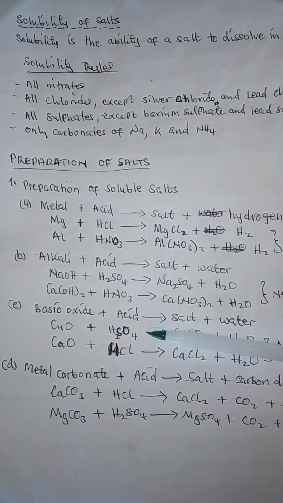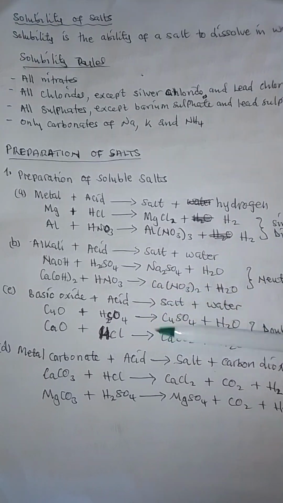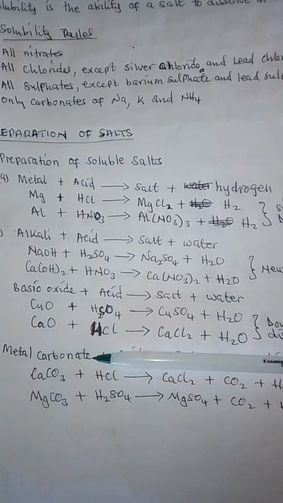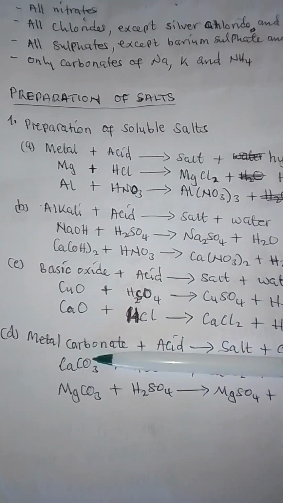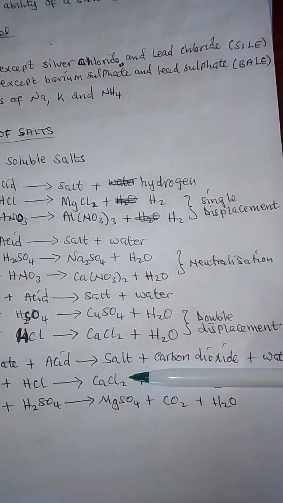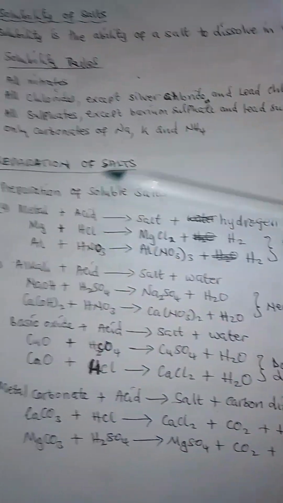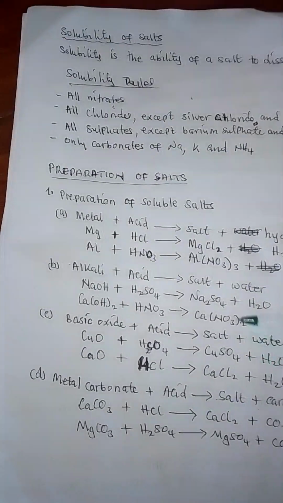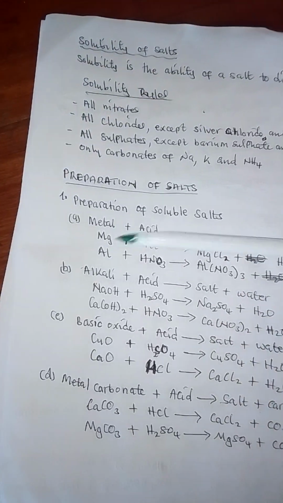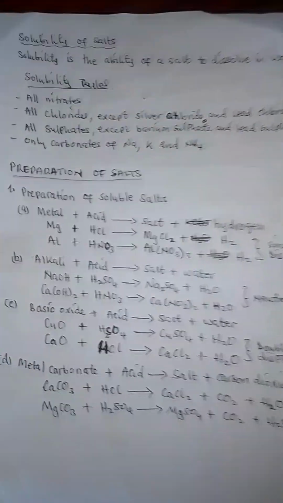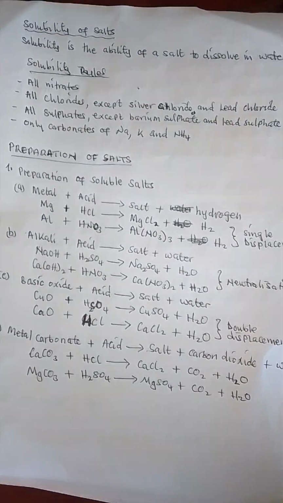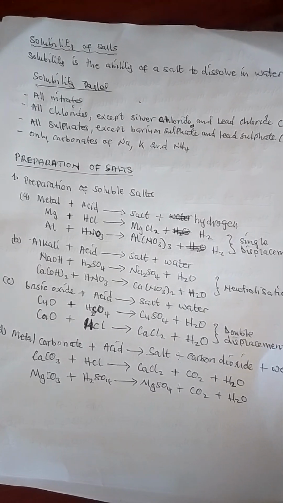Okay? You copy, and as you are answering your assignments, use the same notes. Then here we have metal carbonate plus acid will give us salt plus carbon dioxide plus what? Water. So these are the examples that are given. That's a summary on how you can use these. They are A, B, C, D. All right? Okay? Enjoy your assignment.